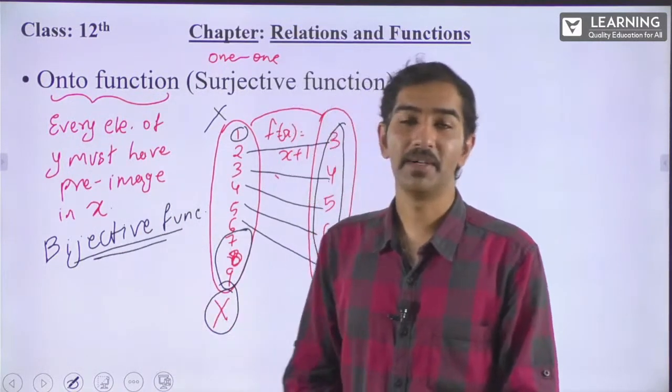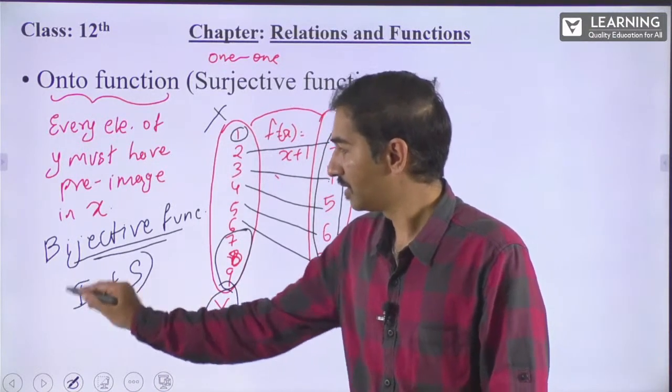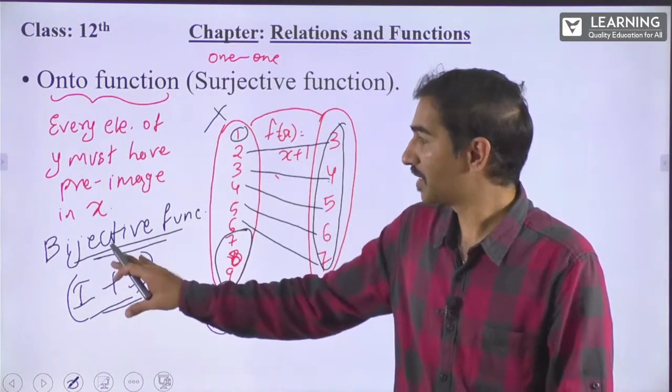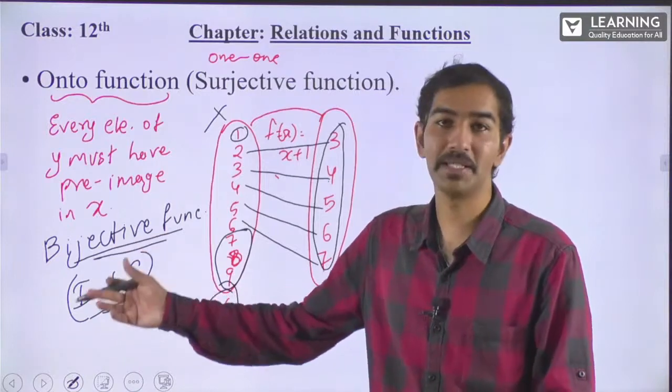So what is a bijective function? Injective function plus surjective function. This type of function is called a bijective function. We will be seeing bijective functions in the problems. Just remember this: bijective is nothing but injective plus surjective.